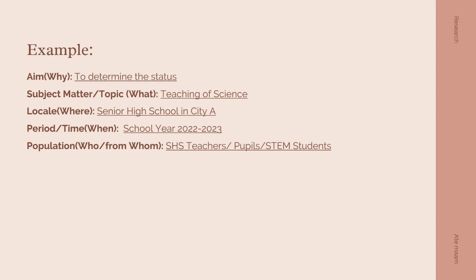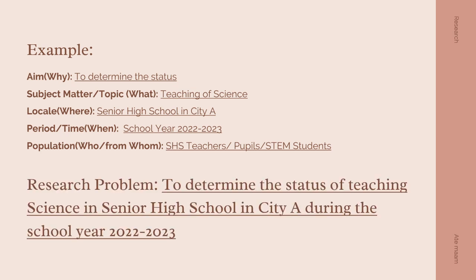So how do these elements of a research problem turn into a research title? As you can see, we already listed the elements of the research problem. What you will do is combine everything so that it becomes a sentence that makes sense. For example, your research problem could be to determine the status of teaching science in senior high school in CTA during the school year 2022-2023. So that is your problem.